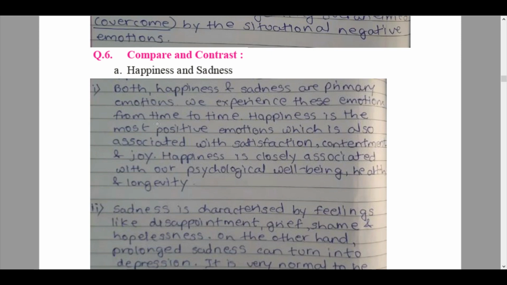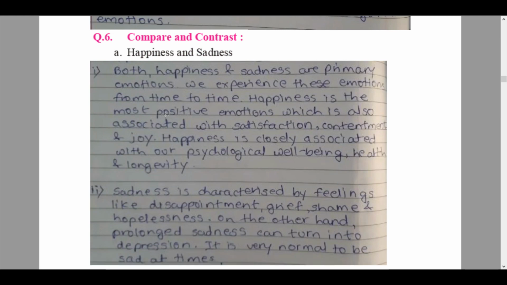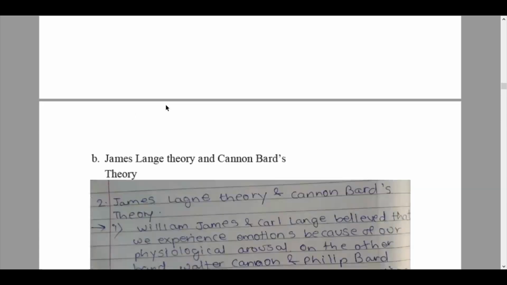So this was our first explanation of the comparison of happiness and sadness. Now we'll put some contrast onto these topics. Sadness is characterized by feelings like disappointment, grief, shame, and hopelessness. On the other hand, prolonged sadness can turn into depression. It is very normal to be sad at times, but depression is a very dark stage. So that was our part A.